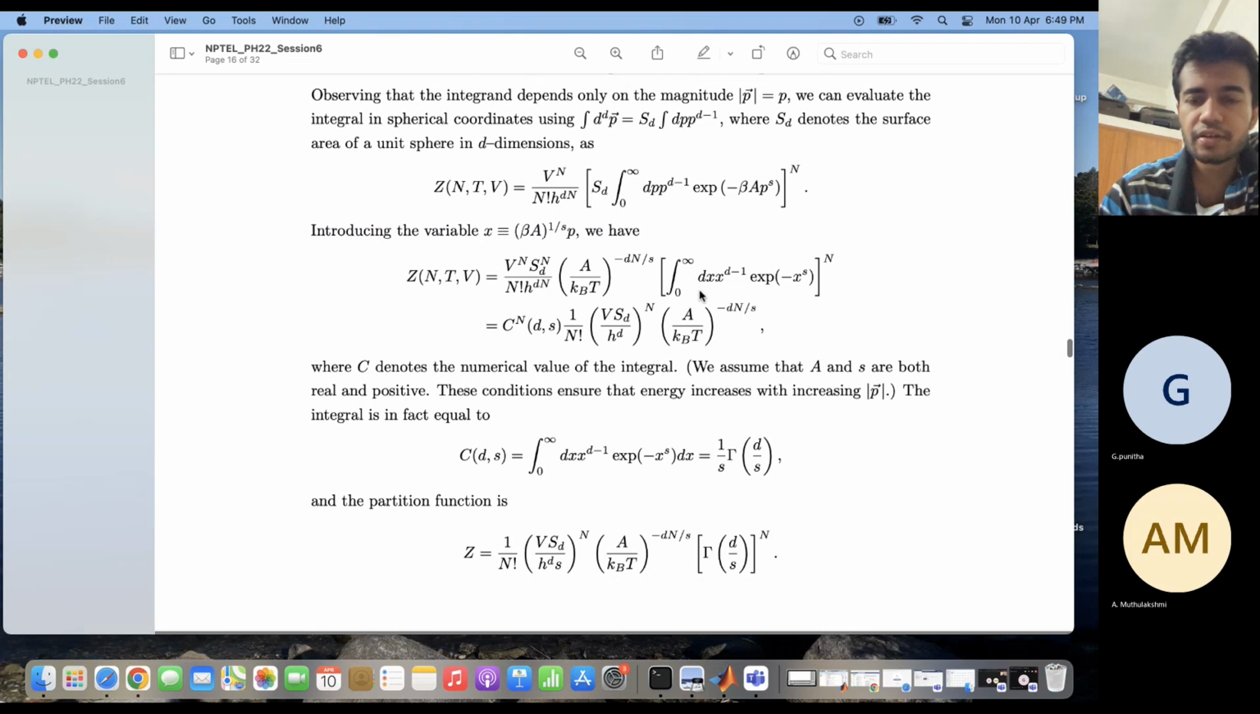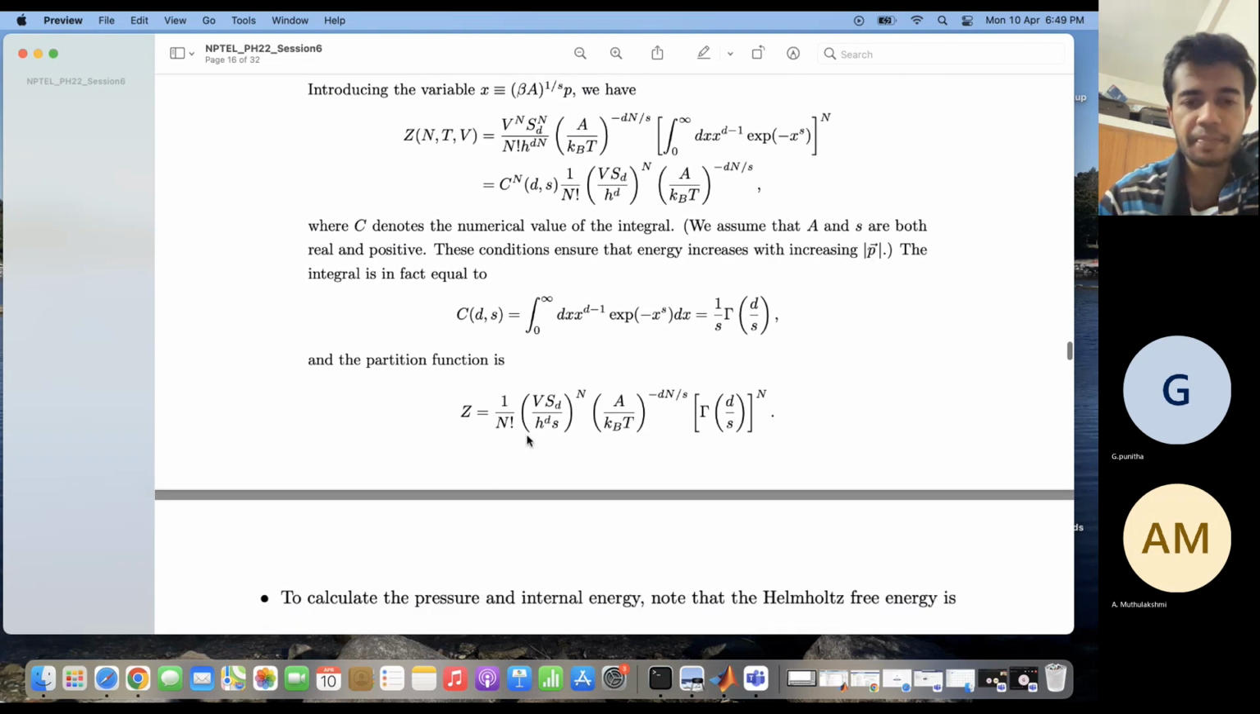So gamma integral, here you can see that this is basically a gamma integral of the form gamma d by s, right? And therefore this can be written in terms of this expression over here, where c d comma s is basically 1 by s comma d by s. Therefore the partition function finally ends up becoming 1 by n factorial (V S_t by h to the power d into s) whole to the power n (A by kBT) whole to the power of minus dn by s into gamma of d by s whole to the power n. So this is the expression for the particle partition function for a non-harmonic gas.